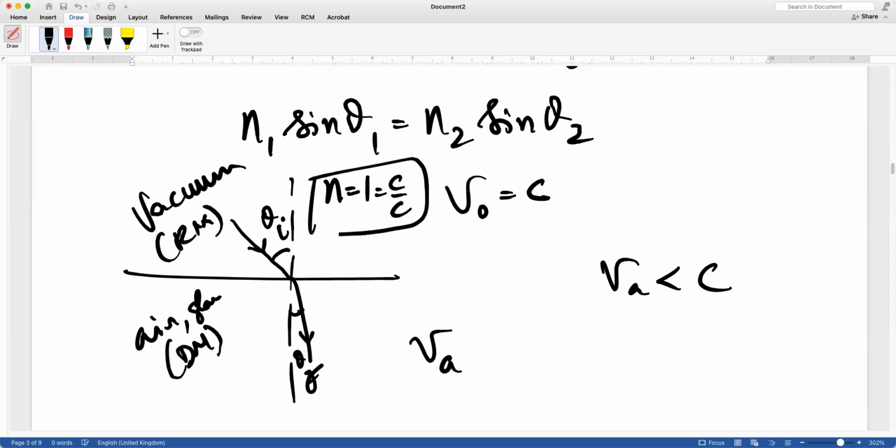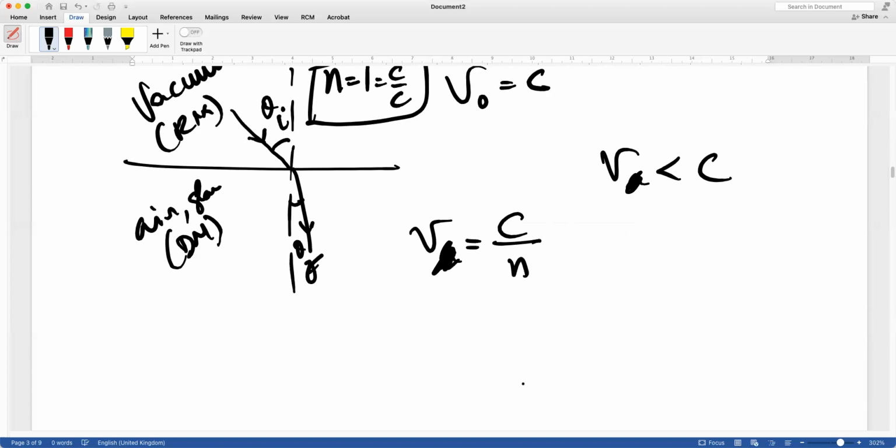So now we know that the velocity in that medium, I call it in general for any medium, let's call it V itself. So V is going to be C over whatever the refractive index of this medium. So keep that in picture.